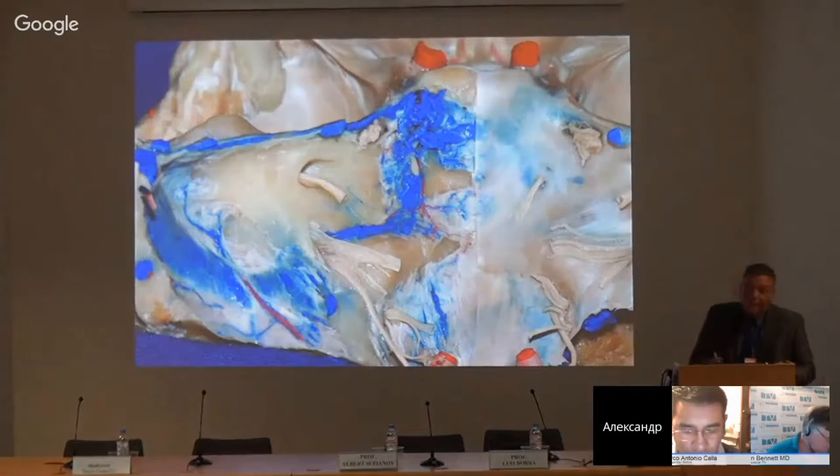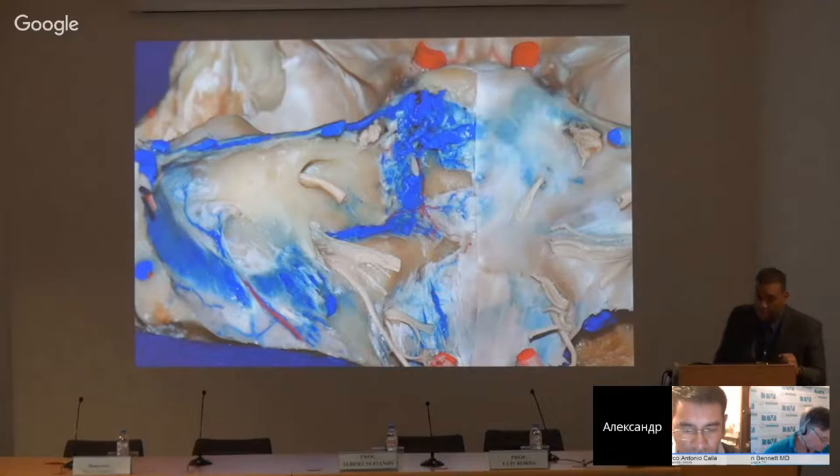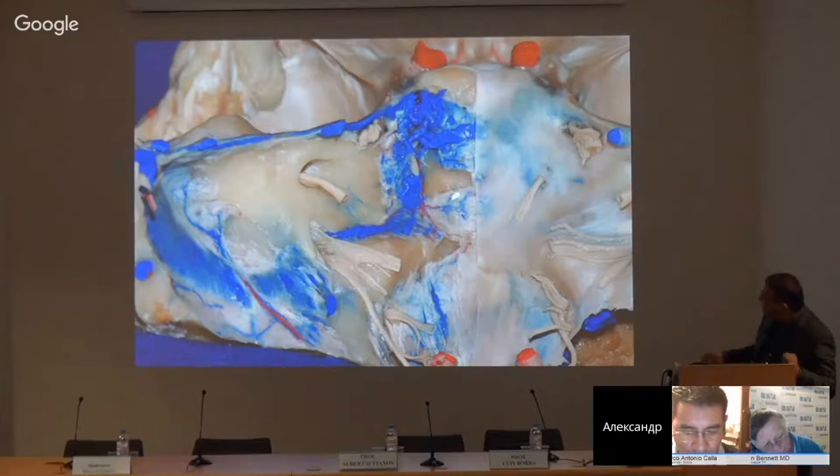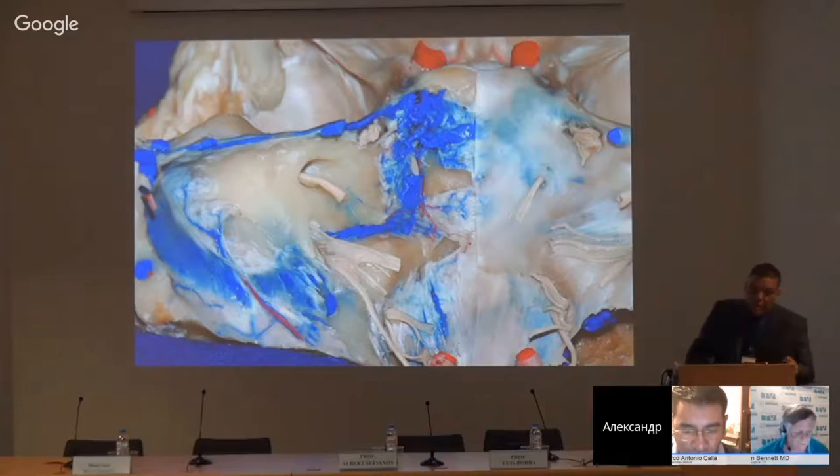So why do we need, what are the cases in which we need to use the temporal bone to approach lesions? Of course, there are lesions that are inside the temporal bone, but most of the time, we surgeons use the temporal bone as a route to reach a tumor. So usually you use the temporal bone to reach lesions around the petroclival junction or lesions at the jugular foramen. So these are the most common temporal bone routes that we use.